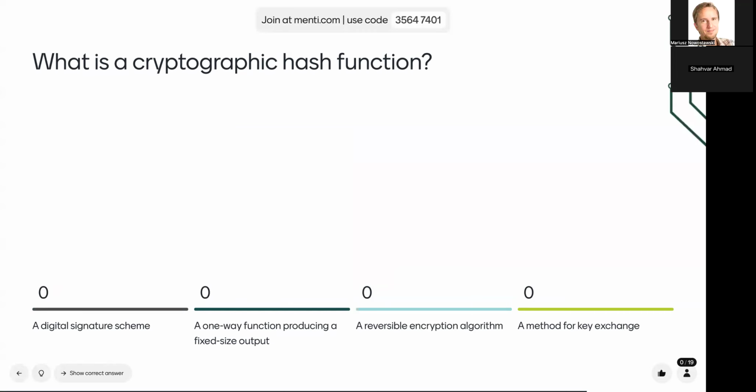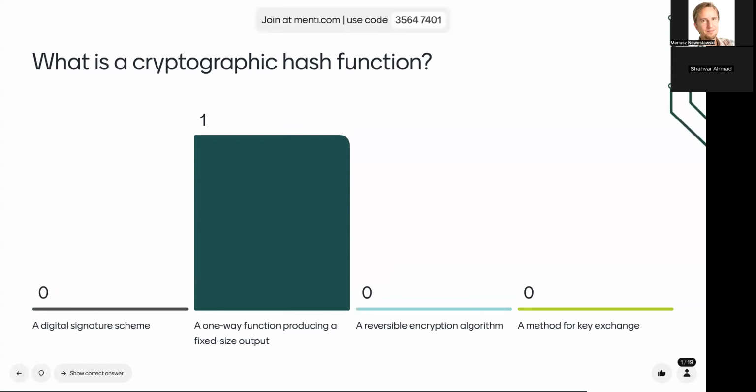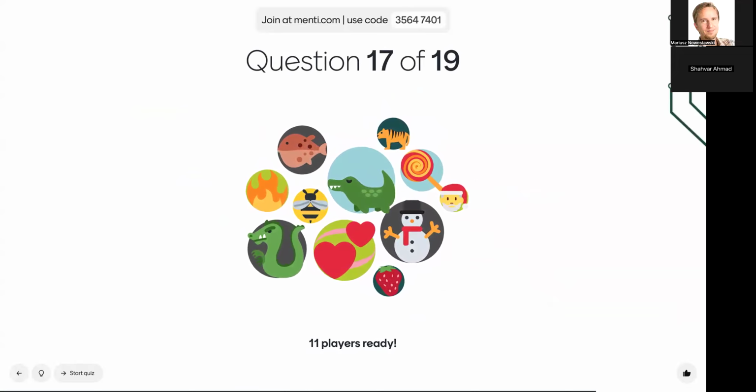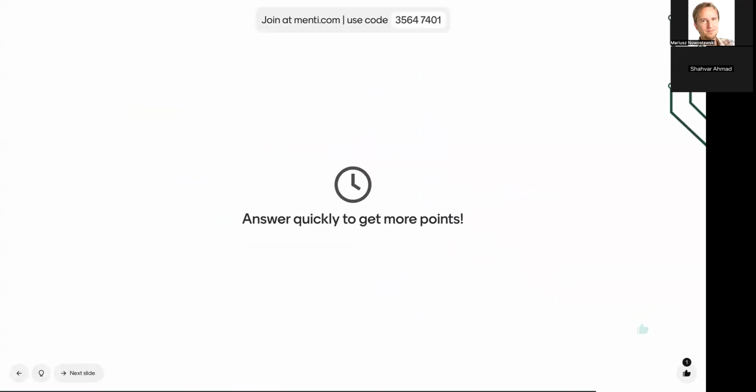What is a cryptographic hash function? This is super important for this course, that we understand hashing. We will come back to it. It is important enough that I want to spend a little bit of time. Yes, it is a one-way function, so all those people are fine. This one is a trivial question as well.